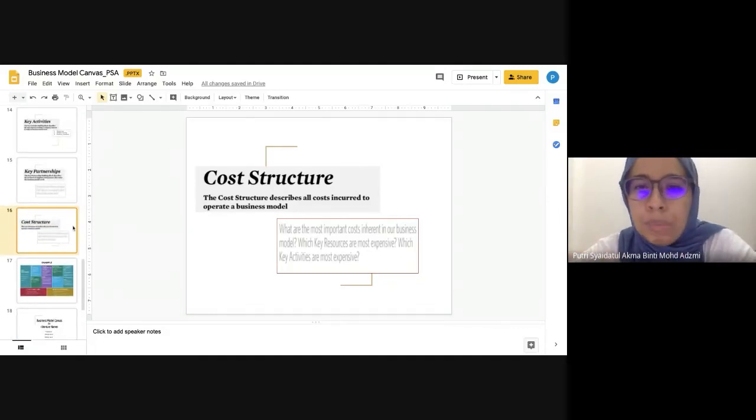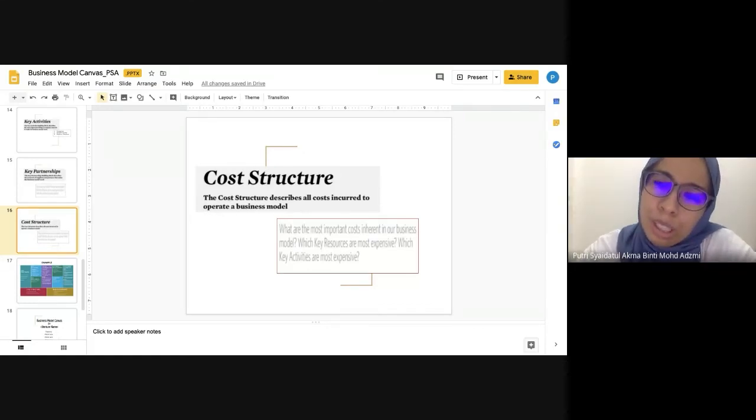So cost structure. When you talk about cost structure, you must be able to know what costs are involved here. If you are starting out and you decided to have a shop lot, you must think about whether you will be able to pay rental every month for that shop lot. And if you're starting out, you probably would have to buy your tables and chairs just for your office, not for your product just yet. Okay, so will you be able to afford that?